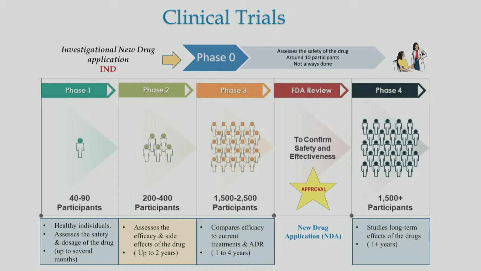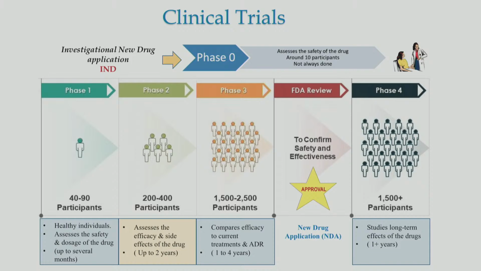The first one is phase 1. Here mostly we used to acquire 40 to 90 healthy individuals, because this trial cannot be done in disease patients whose immune system is already compromised. So here they acquire healthy individuals and assess the safety and dosage of the drug molecules. So once the molecule crosses phase 1, the next phase is phase 2.